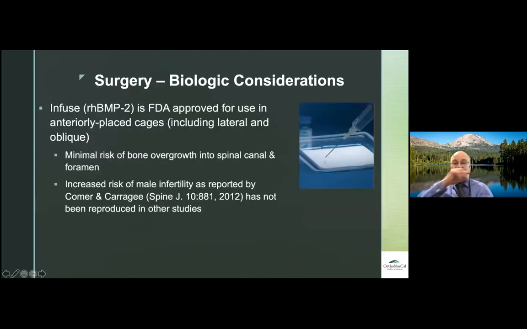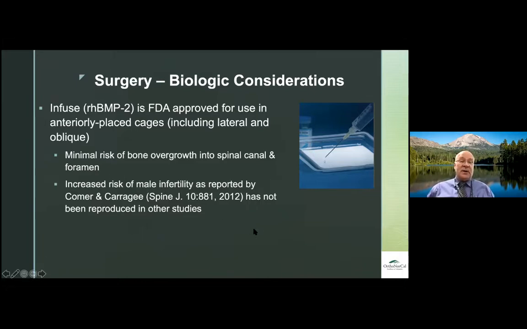Now, the biologic considerations: there's this infused bone graft that I like to use. It's an rhBMP-2. It's a recombinant protein. It's made synthetically. It's FDA approved for placing in cages and through the front, even through the side. And there are types of surgery we can do where we go in through the side, that allow the body to make bone. Now, one of the problems is sometimes there was overgrowth of the bone if it's put close to nerves. Well, that's really not an issue when it's put in from the front.